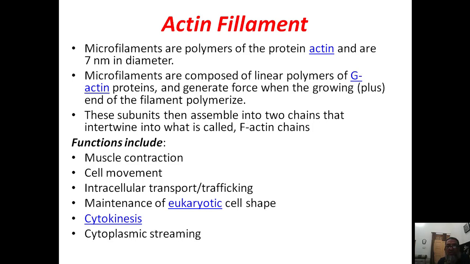Maintenance of eukaryotic cell shape is very important because actin gives the shape, whether columnar, cuboidal, fusiform, or polyhedral. All these shapes depend on the actin filament. Cytokinesis, that is the movements within the streaming of the cytoplasm, is also an example of actin filament function.